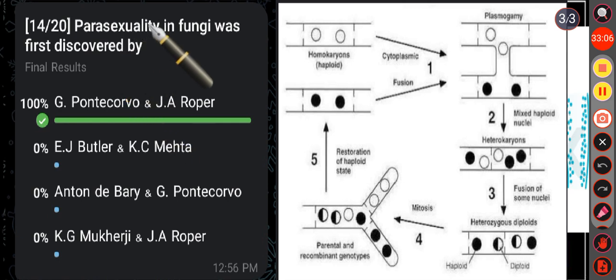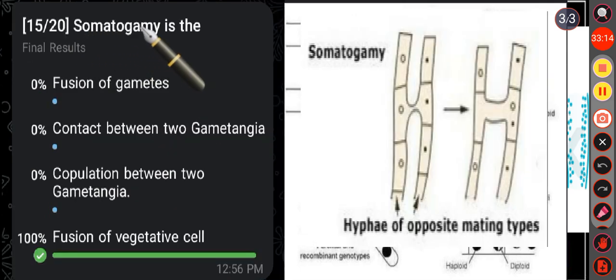That is, parasexuality in fungi was first discovered by G. Pontecorvo and G. A. Roper. Then next question: somatogamy is option A, fusion of gametes, option B, contact between two gametangia, option C, copulation between two gametangia, option D, fusion of vegetative cells. Here the correct answer is option D, that is somatogamy is the fusion of vegetative cells.